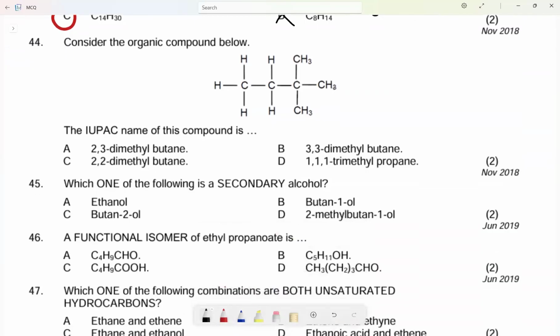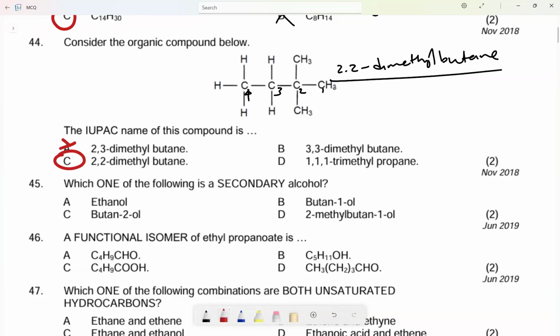Consider the following compound, okay? So here I have 1, 2, 3, 4. When I name this, it's going to be 2,2-dimethyl butane, 1, 2, 3, 4. They say the IUPAC name of the compound, it is what? Now we have already written it. 2,2-dimethyl butane, very, very good.